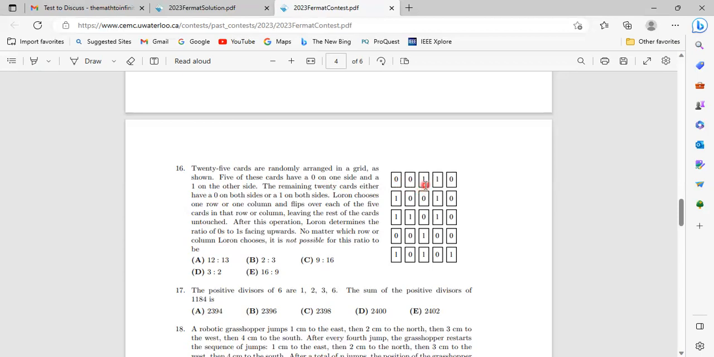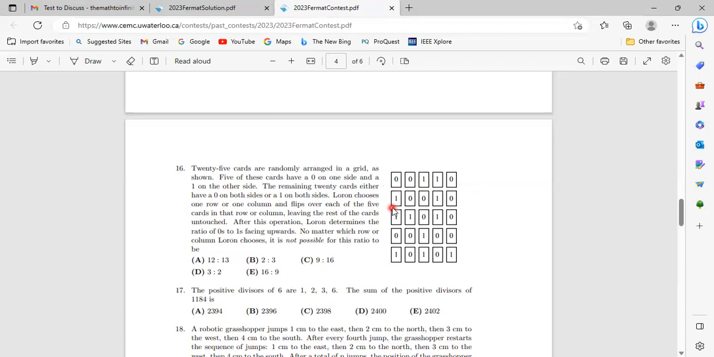If you are able to view 1 on the one side, on the other side, you do have 0. That's what it meant. Is it clear? Yes. The remaining 20 cards. So it's about the first 5 of these cards.